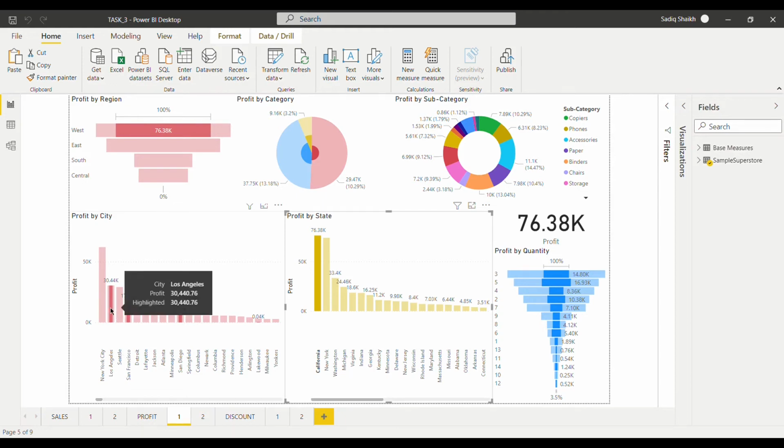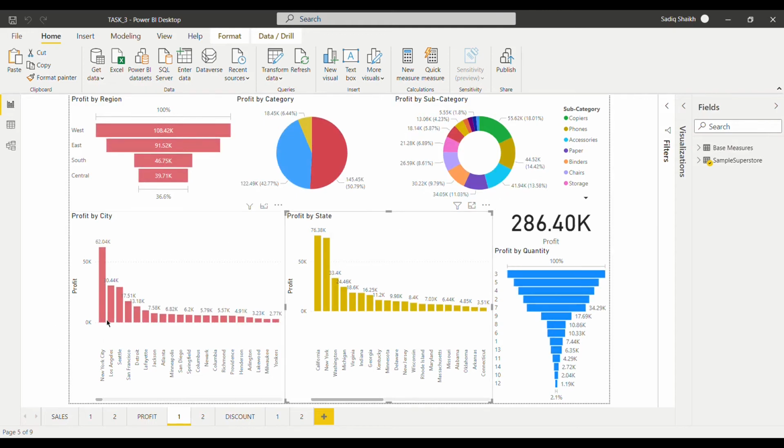highest profits. If I uncheck this, then as per the city, New York City has the highest profit. Then the profits earned are most probably in the western area. The central area lacks in earning profits, which means there could be fewer sales, and even fewer discounts.